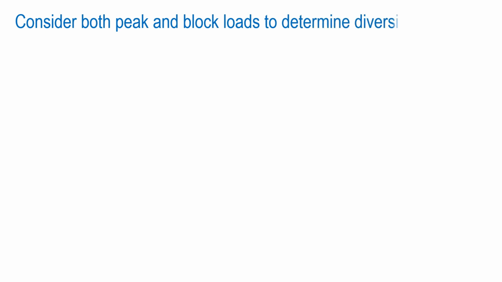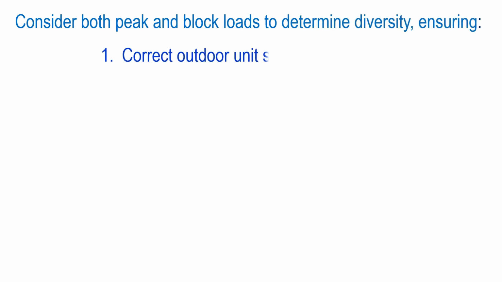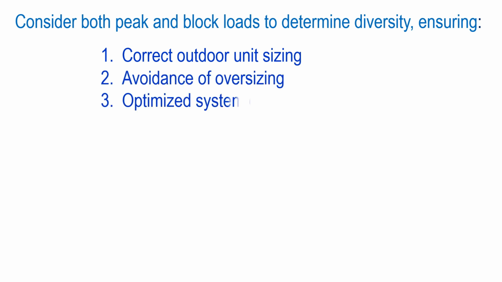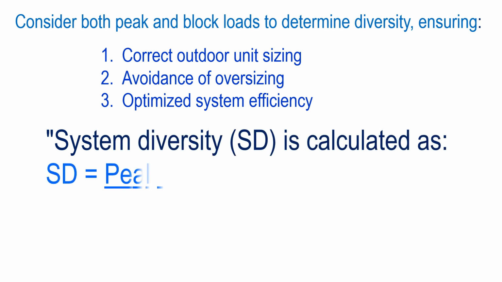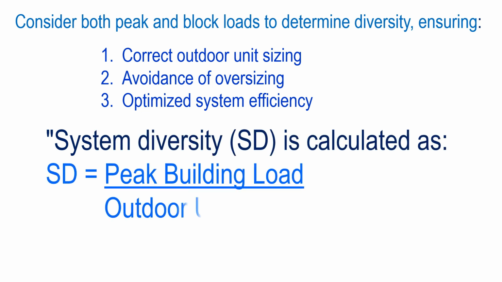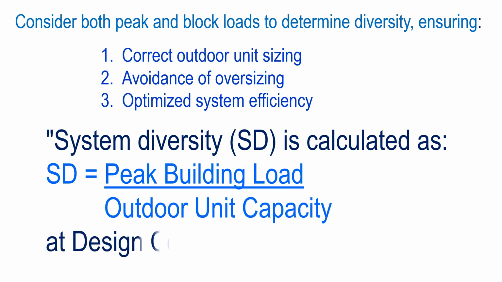Consider both peak load and block loads to determine diversity, ensuring the following: 1. Correct outdoor unit sizing. 2. Avoidance of oversizing. 3. Optimized system efficiency. System diversity is calculated as SD equals peak building load divided by outdoor unit capacity at design conditions.